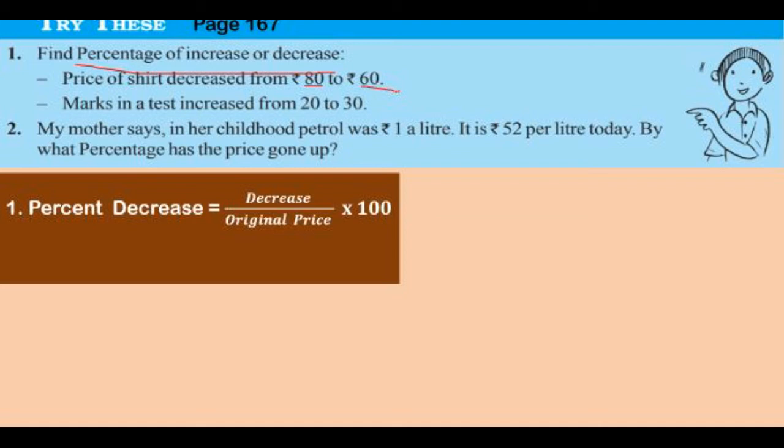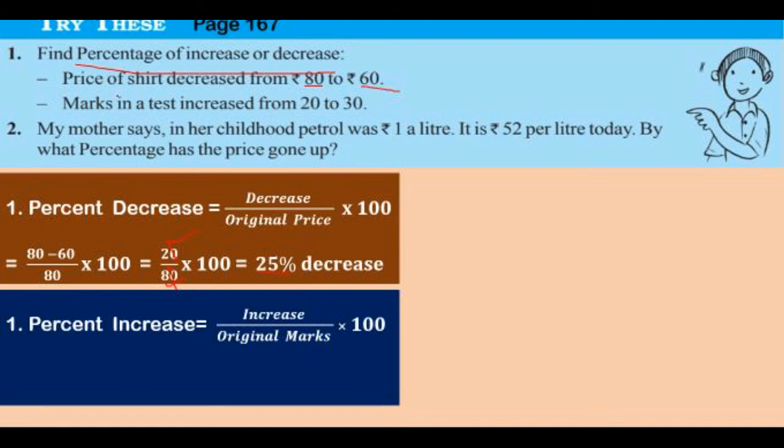So decrease upon original price. What was the original price? The price at the beginning, that was rupees 80. So putting the values, I get decrease, that is 20, out of original price, that is the initial price of the shirt, that was 80, multiplied by 100. If you cut the 0s, 2 upon 8, that is again 1 upon 4, and 100 upon 4 is 25% decrease.